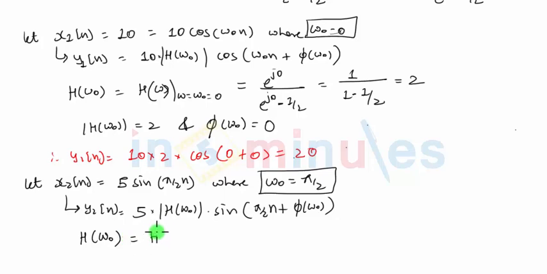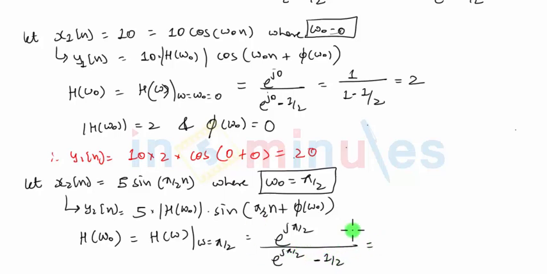H of omega naught this time will be nothing but H of omega at omega equal to pi by 2, because omega naught comes out to be pi by 2, and this will further become e raised to j pi by 2 upon e raised to j pi by 2 minus half. You can solve this term in your complex mode of the calculator, but as of now it's pretty simple.